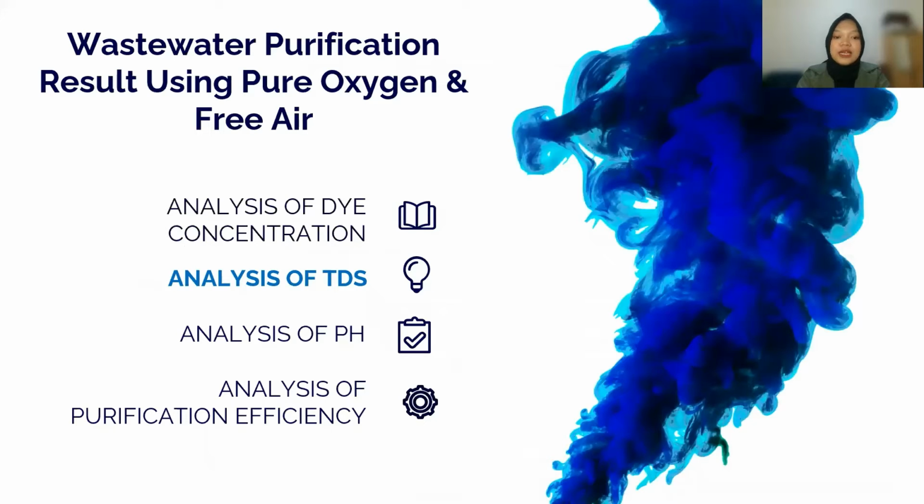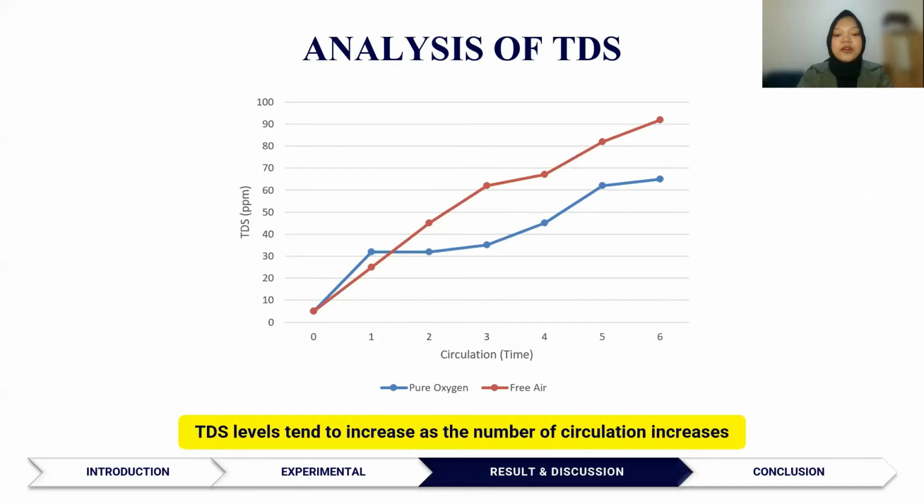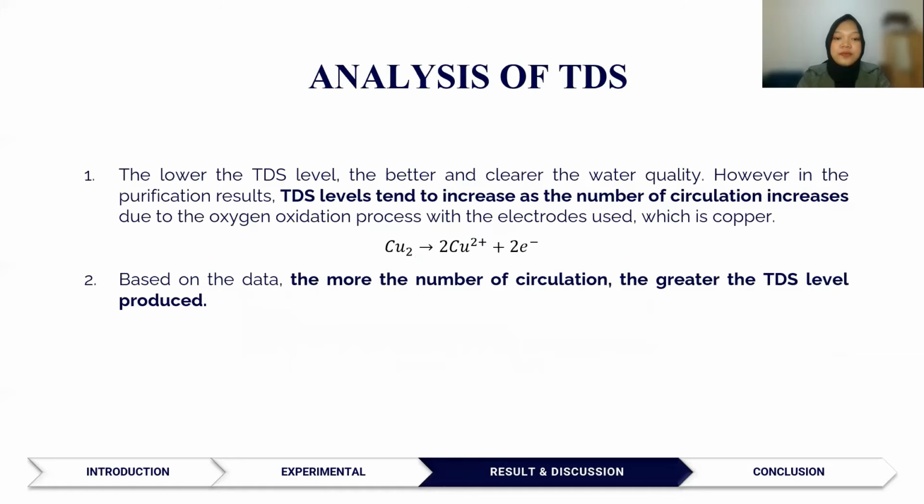The next topic is analysis of TDS. Here is the graph of TDS on the purification process. From the graph, we know that the TDS level tends to increase as the number of circulation increases.